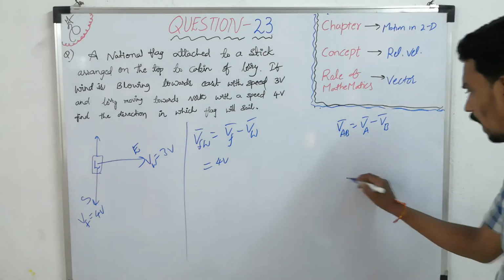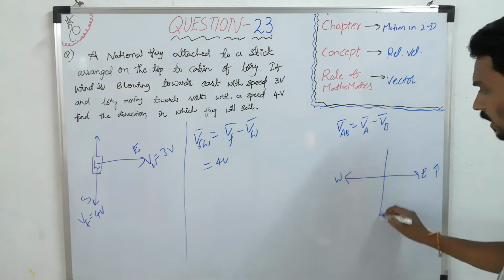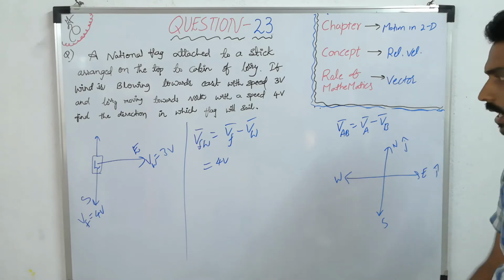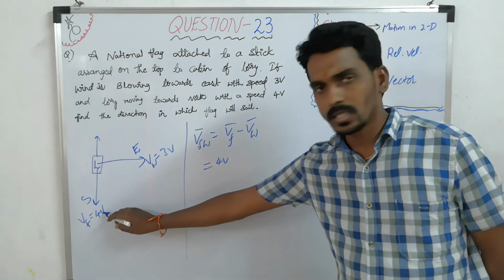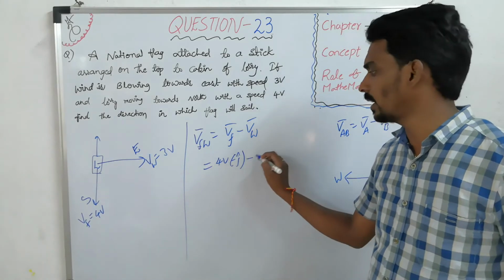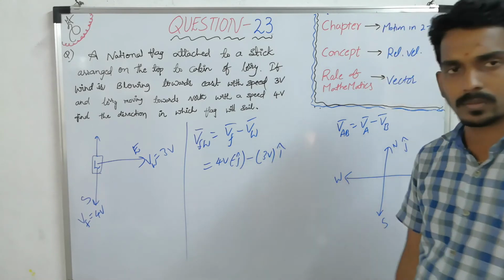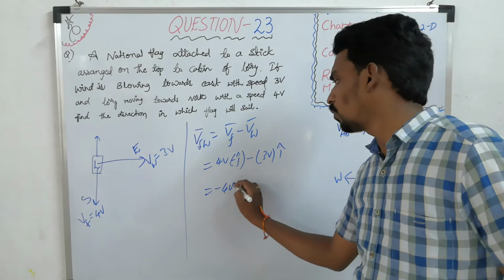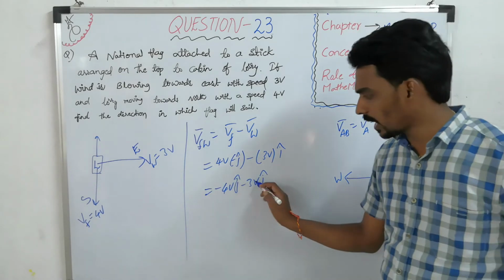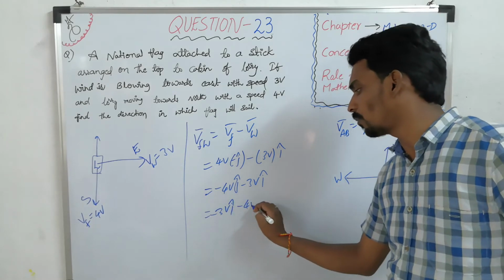I told you that always consider east-west as i cap and minus i cap, and north-south as j cap and minus j cap. Here this is south, so 4v minus j cap, minus wind, which is 3v along east, meaning i cap. So that is minus 4v j cap minus 3v i cap: negative x component, negative y component.